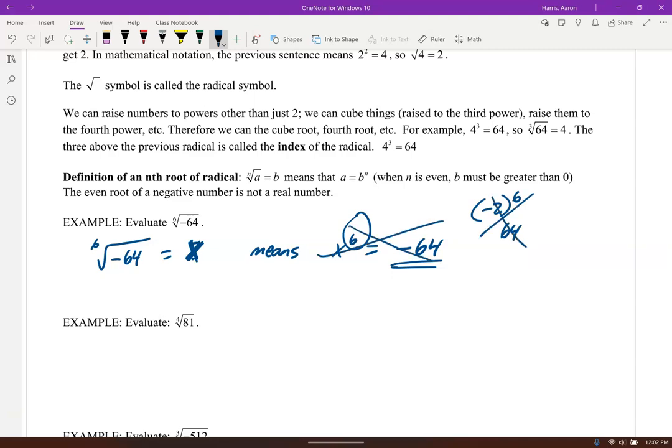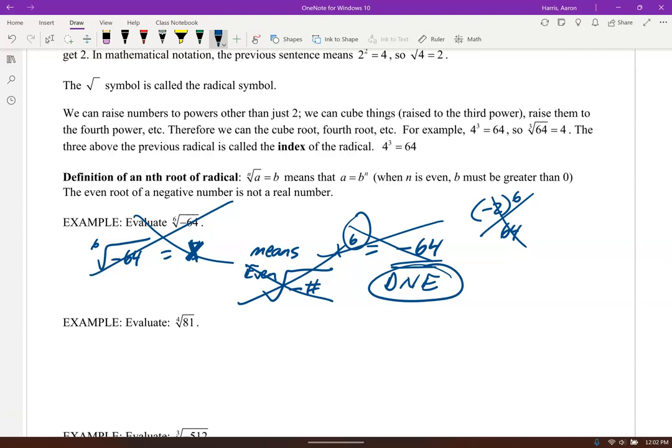So this can't happen. You cannot have an even root of a negative number. So this is impossible. Does not exist. Can't have an even root of a negative number. Now we can have an even root of a positive number. That's no problem. What's the fourth root of 81?